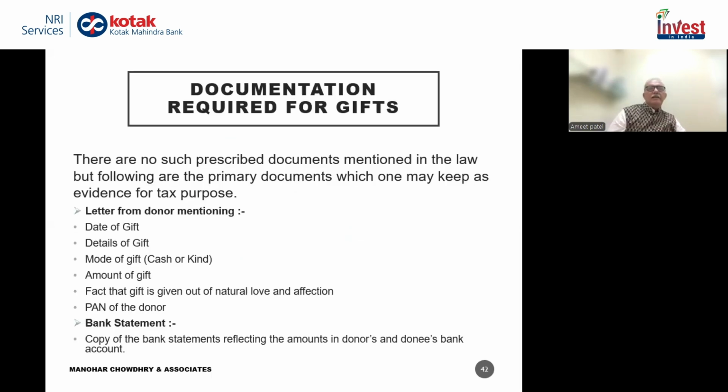Many times we've been asked what I need as documentary evidence to prove that I have received a gift. Very valid question, because 2-3 years down the line you may be questioned by the income tax department to prove that this was a gift that you received from somebody else. So ideally, if you have a letter from the donor mentioning the date of gift, details of the gift, what is that asset gifted, how has it been gifted, in cash or in kind, the value of the gift, and the fact that the gift is given out of natural love and affection, the PAN number of the donor, etc. If all this is mentioned in the letter, it would be ideal, it would suffice.